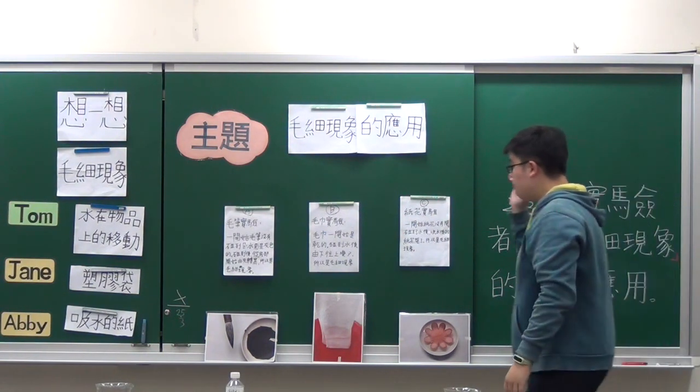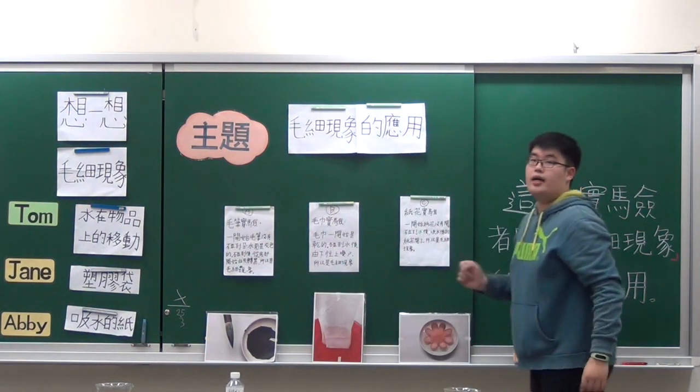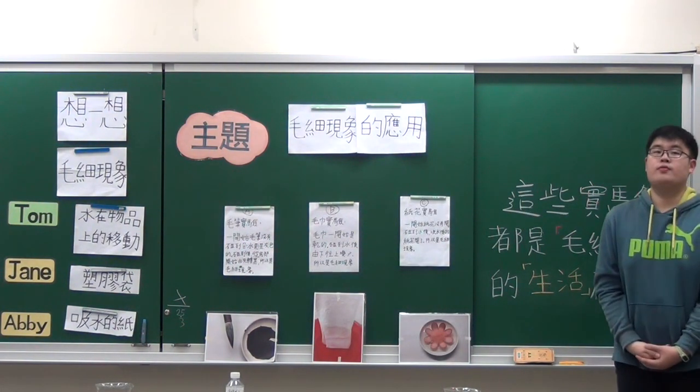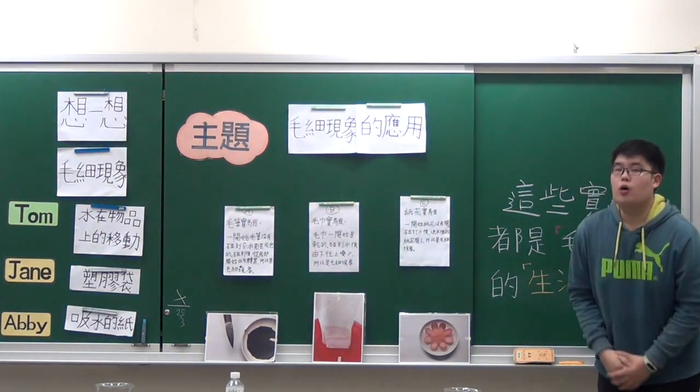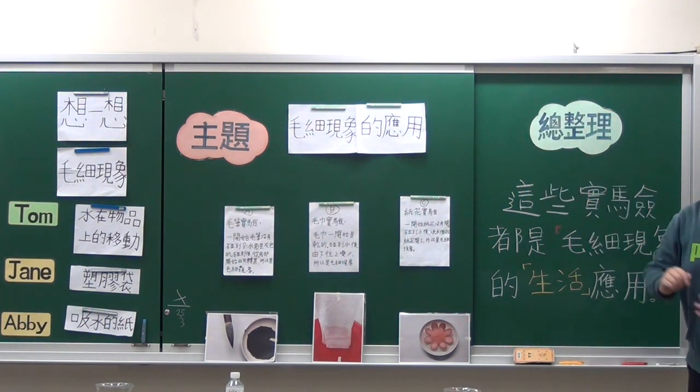Excellent. Now, please look at these 3 kinds of experiment. So, these 3 kinds of experiment are all capillarities, that's right. So now the conclusion of the class is, these 3 kinds of experiment are all capillarity and have been used in our lives. Understand? Excellent. Now, the homework is to find different kinds of capillarities that you have used in your lives.